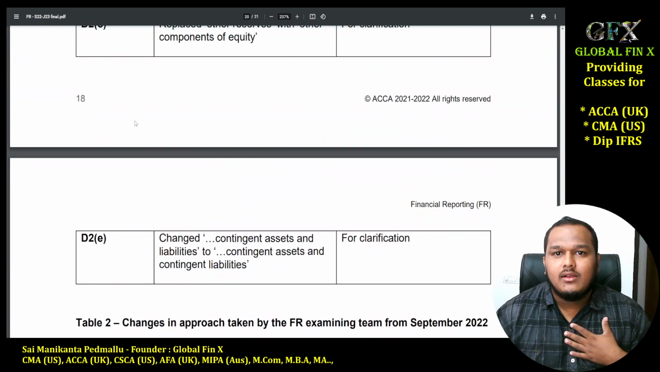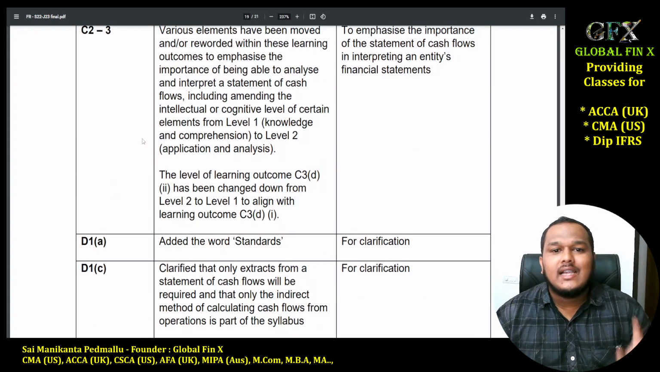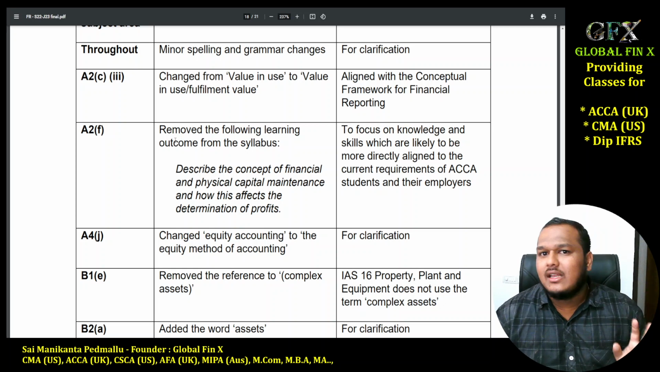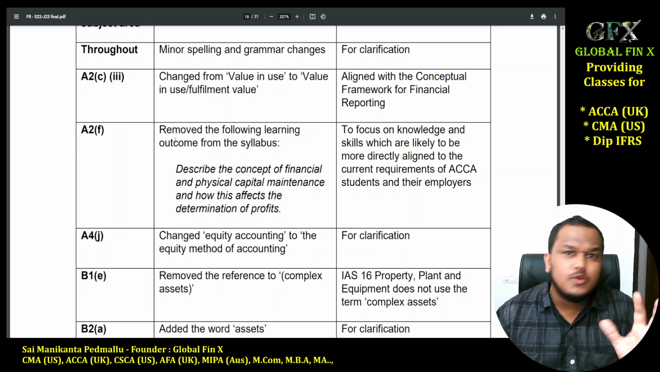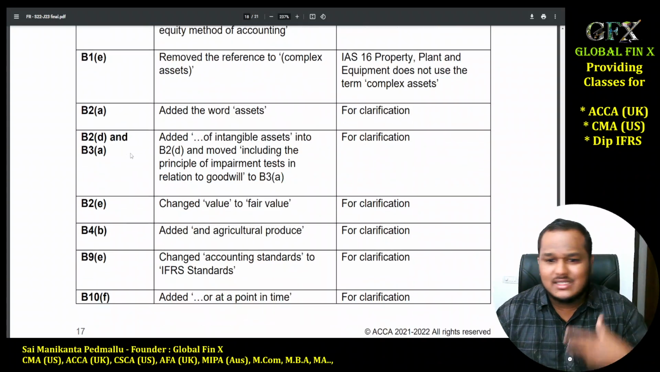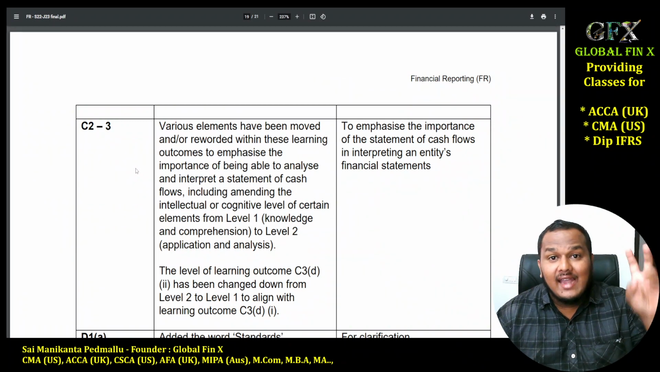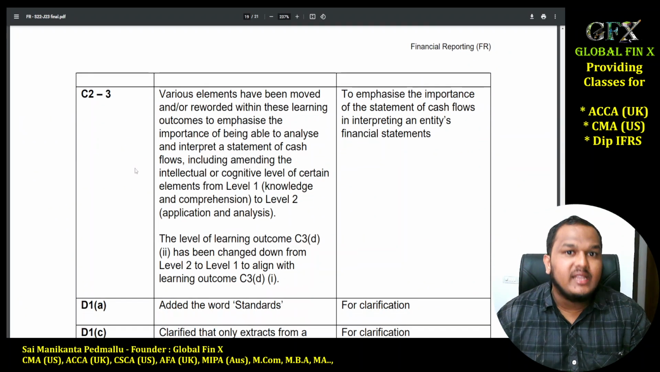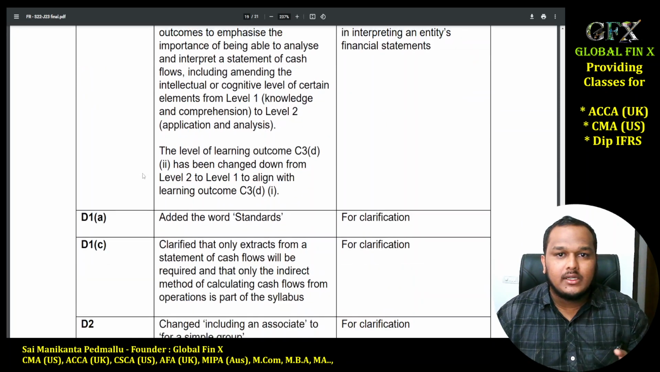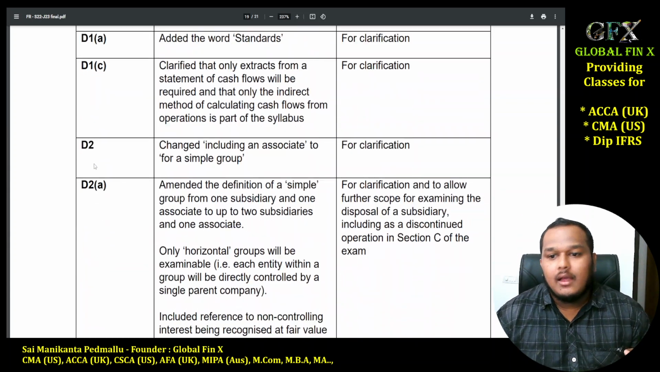As per me, there are only majorly 2 or 3 syllabus changes. The first syllabus change is that financial capital maintenance and physical capital maintenance has been removed from your syllabus. You do not need to learn that stuff anymore. The rest are mostly just clarifications and name changes. The second major syllabus change is that analysis of cash flow statement will be tested a little deeper now. Earlier it was more like preparation of cash flow. Now analysis of cash flow will be tested in more depth.